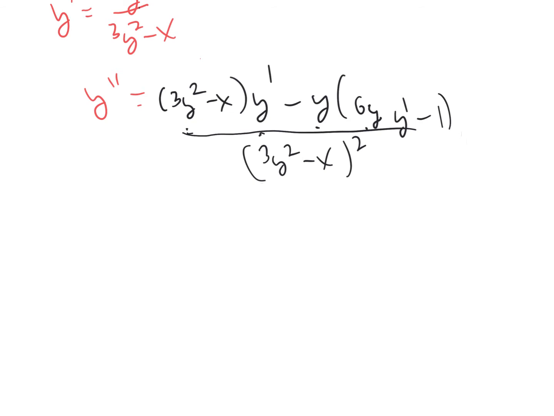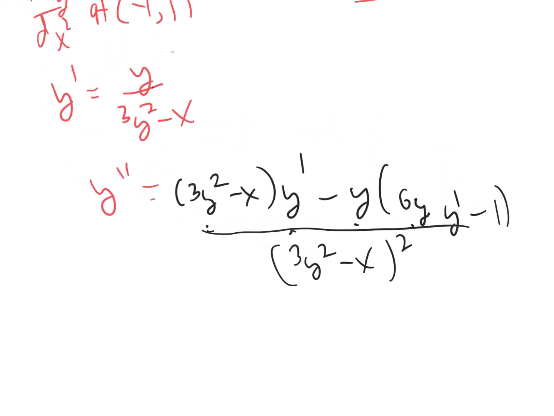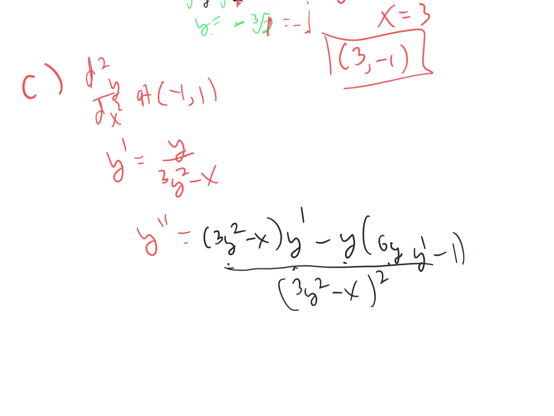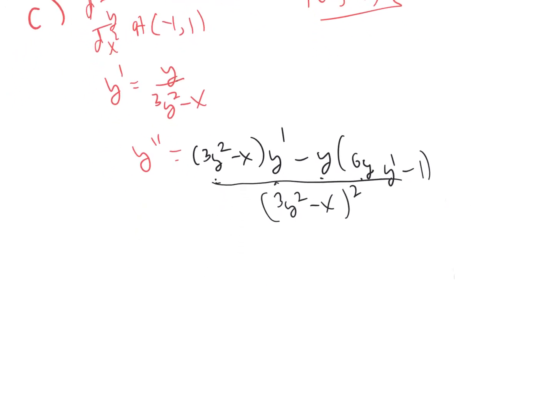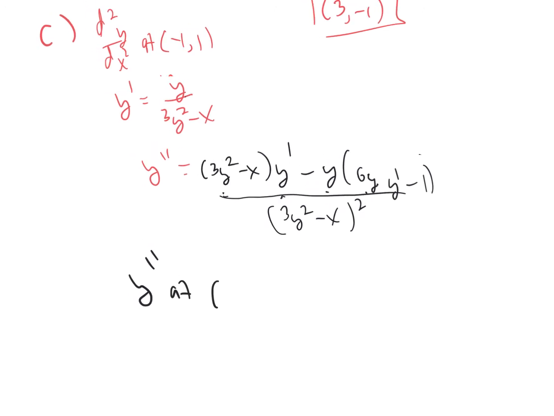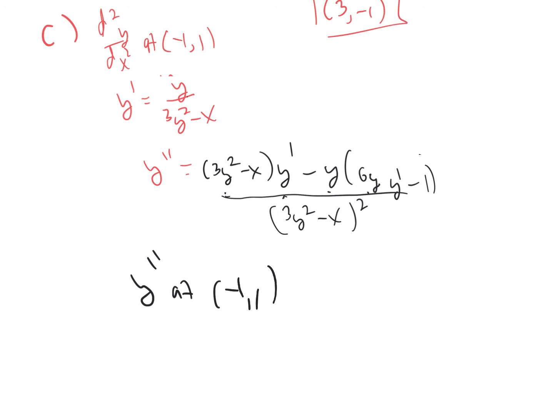I think it's just a lot of algebra. It's just not going to be very pretty at all. But maybe I don't need to simplify it because he wants the derivative at negative 1, 1. I can do the second derivative at negative 1, 1 right now.